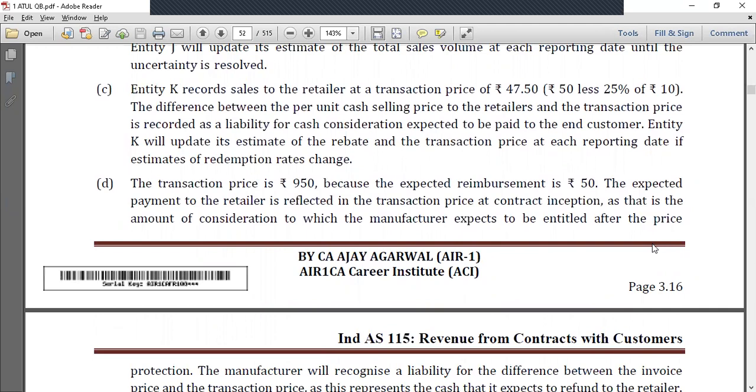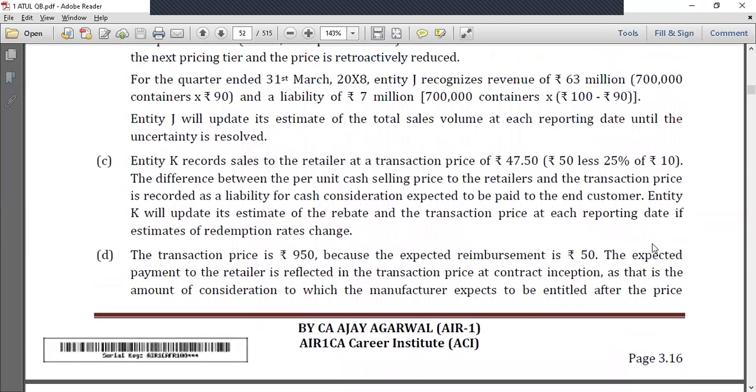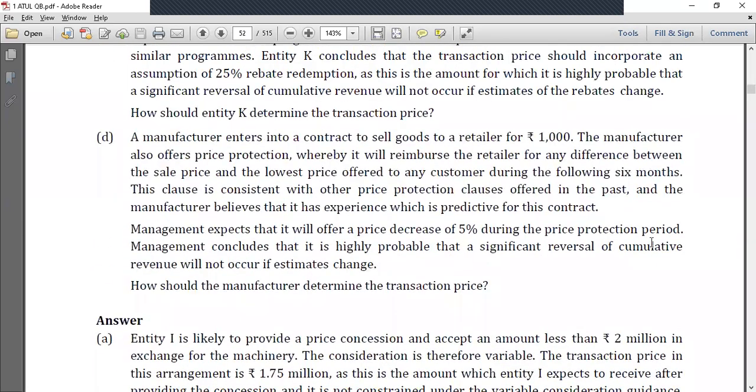Here, entity K will update its estimate of rebate, that is however what the rebate is claimed, and the transaction price at the end of each reporting date if the estimate of redemption changes. Next question is like this: the manufacturer will enter into a contract.